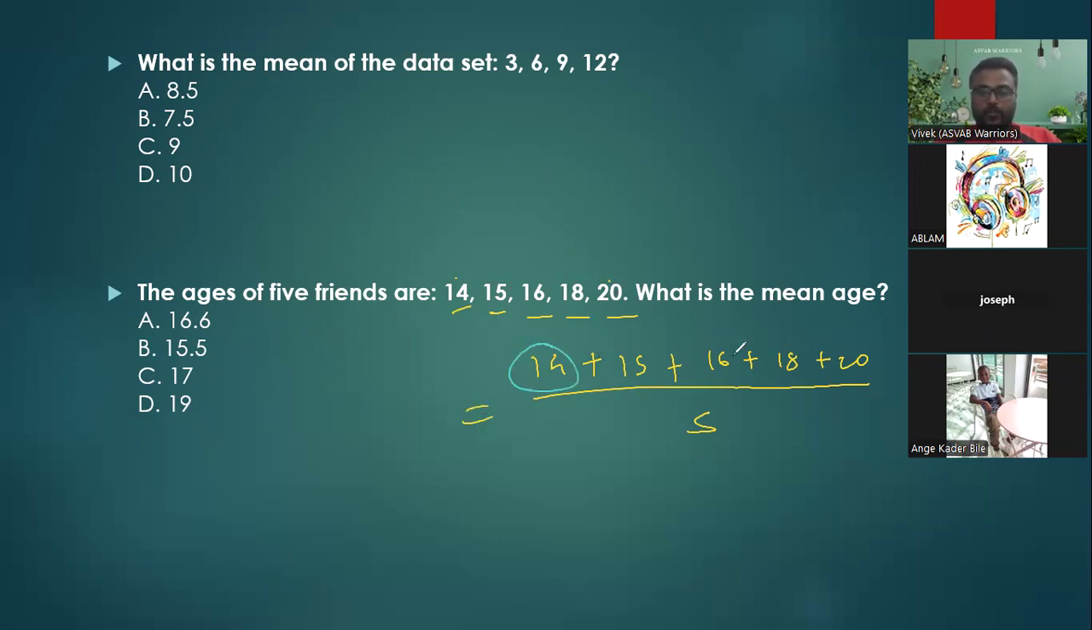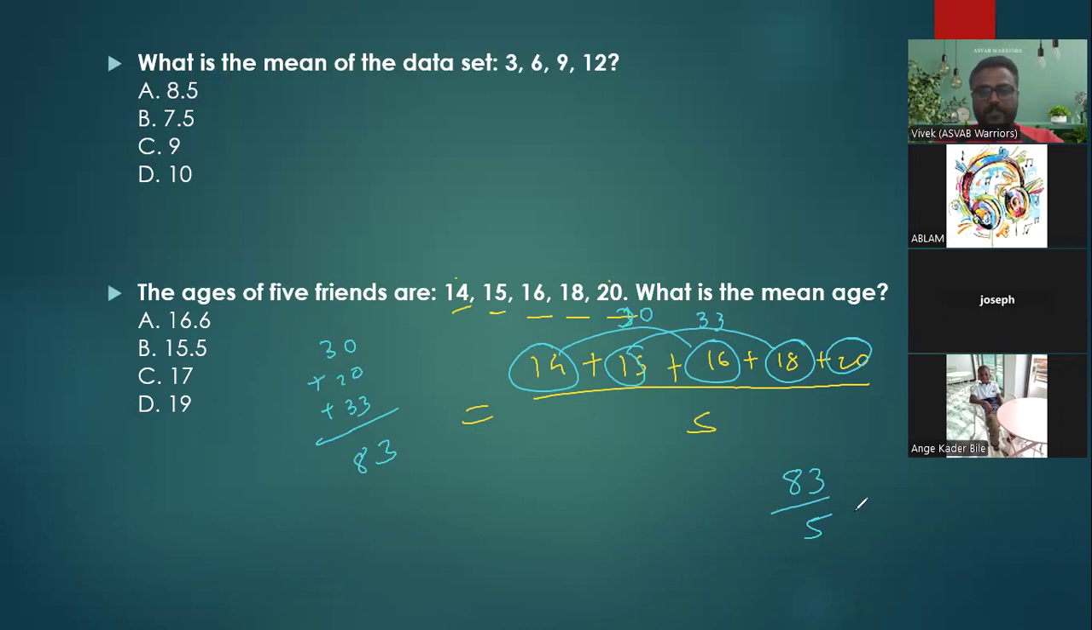Here we go. 14 and 16, I'll get this equal to 30. This 20, I'll keep it as it is. This will become 50. Now, 15 plus 18 would be 33. So add 30 plus 20 plus 33. So we have 3 and 3 is 6, plus 2 is 8. So 83 divided by 5.